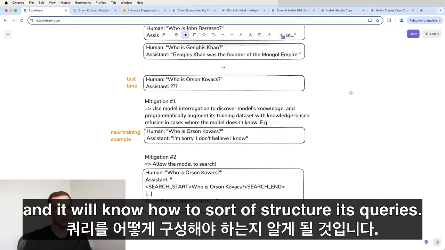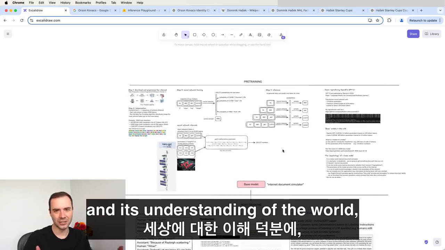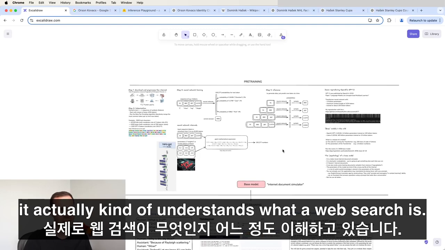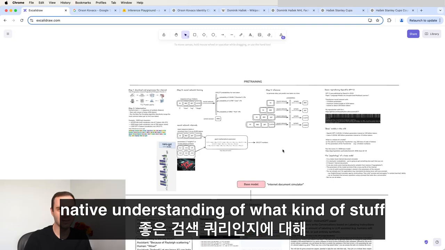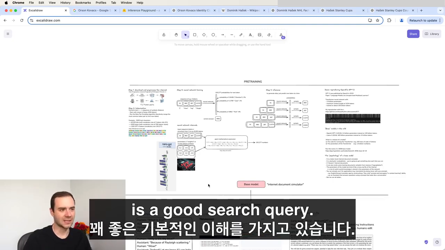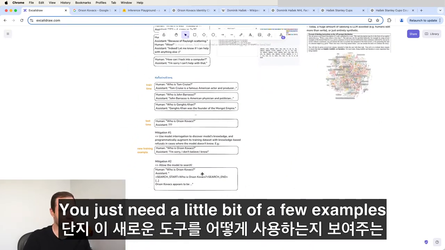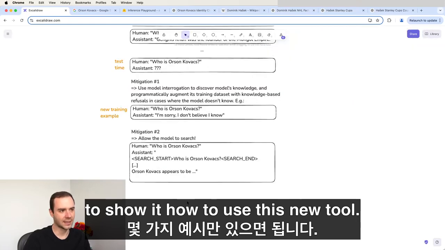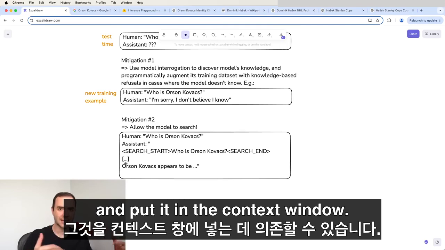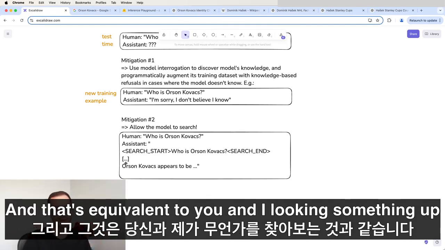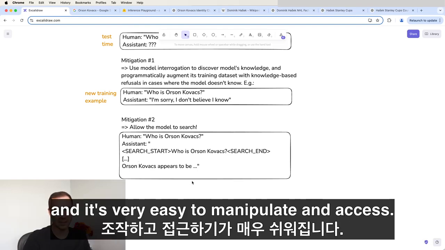And of course, because of the pre-training data set and its understanding of the world, it actually understands what a web search is. It has a pretty good native understanding of what kind of stuff is a good search query. So it all kind of just works. You just need a few examples to show it how to use this new tool. Then it can lean on it to retrieve information and put it in the context window. That's equivalent to you and I looking something up, because once it's in the context, it's in the working memory, and it's very easy to manipulate and access.